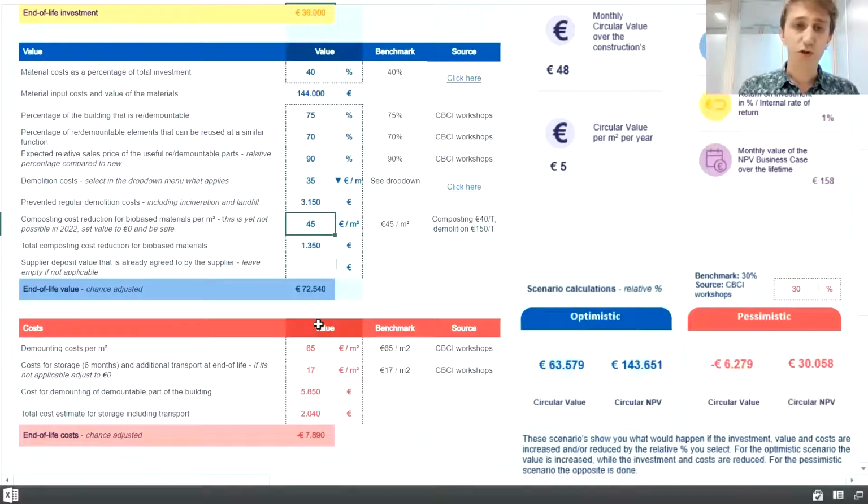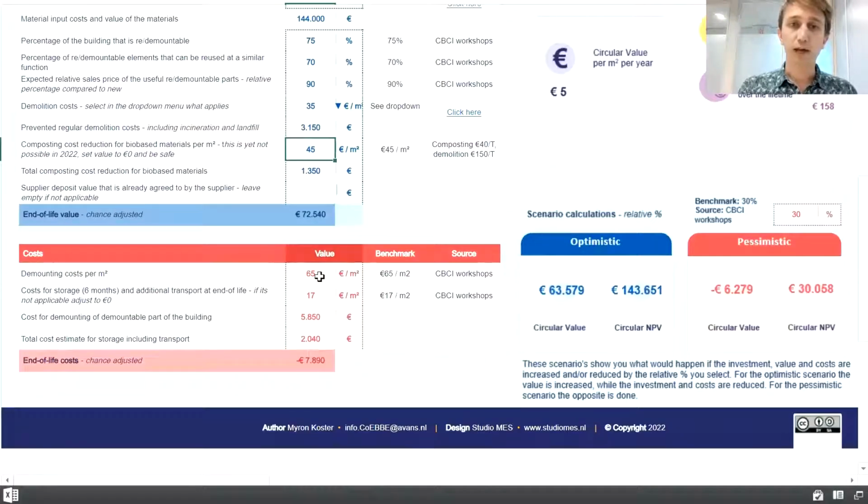And then we have costs associated with it because it has to be demounted. And demounting is often more expensive than demolition. So these are 65 euros per square meter as an estimate. And we use the 75% that's demounted times 65 euros per square meter.